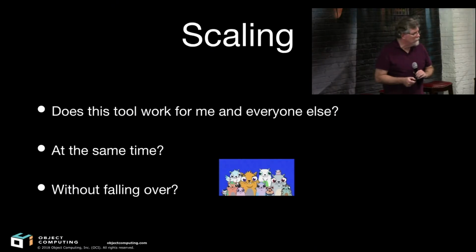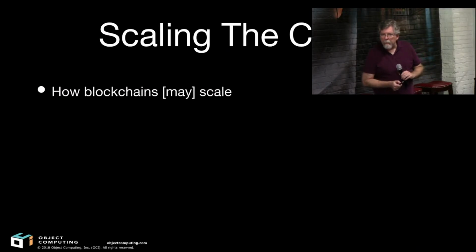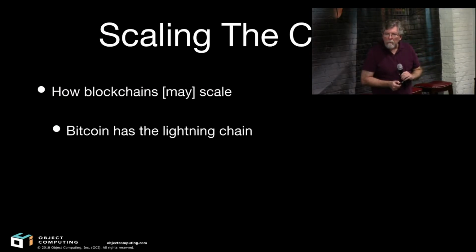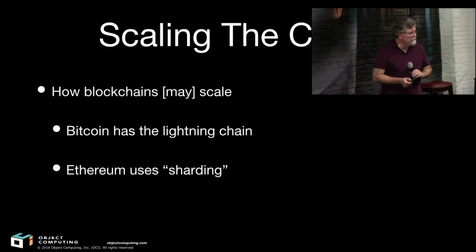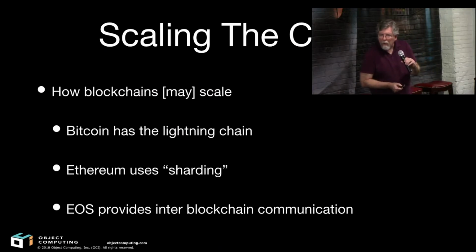And again, this was a few months old, but there was an episode with CryptoKitties that kind of crippled the Ethereum network. Okay, so how is scaling the chain being addressed? There's a few opportunities that are happening. And again, this is a little old, but Lightning Chain on Bitcoin, and Ethereum's use of sharding, which I'm not going to get into because you all know it better than me. And EOS is working on inter-blockchain communication to support multiple threads or multiple chains.